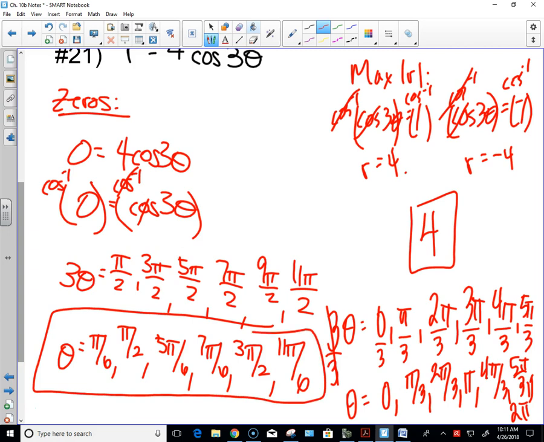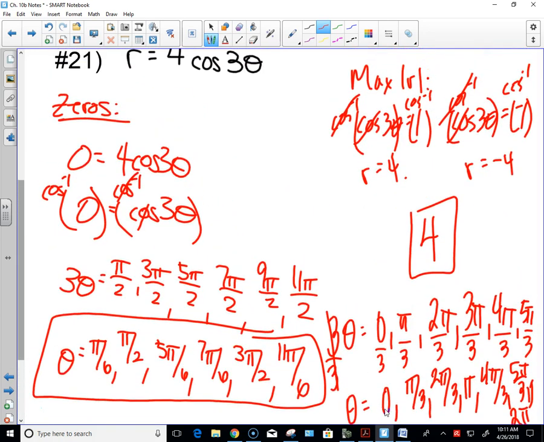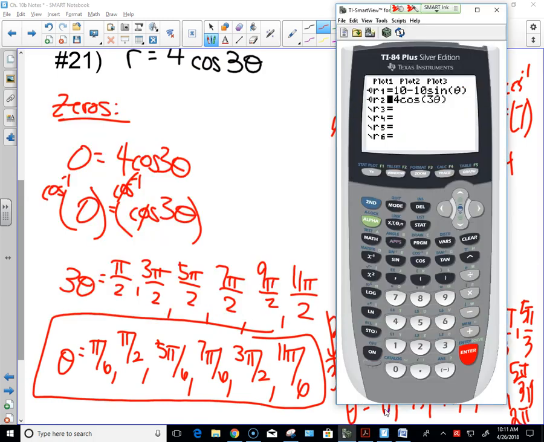Ugh. Who is this guy that's hitting 0 so many times? He's going through the pole over and over and over and over and going out to 4 over and over and over and over. Do you guys graph him? Yeah, he's a rose. With how many petals? 3. Only 3. I did not expect that.